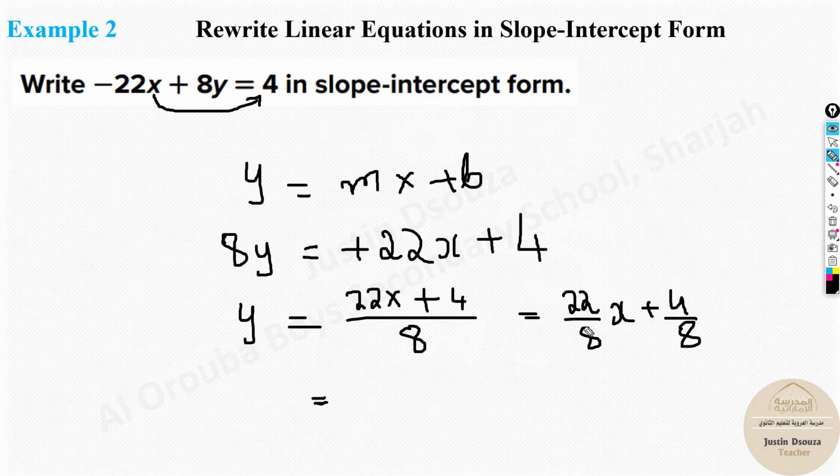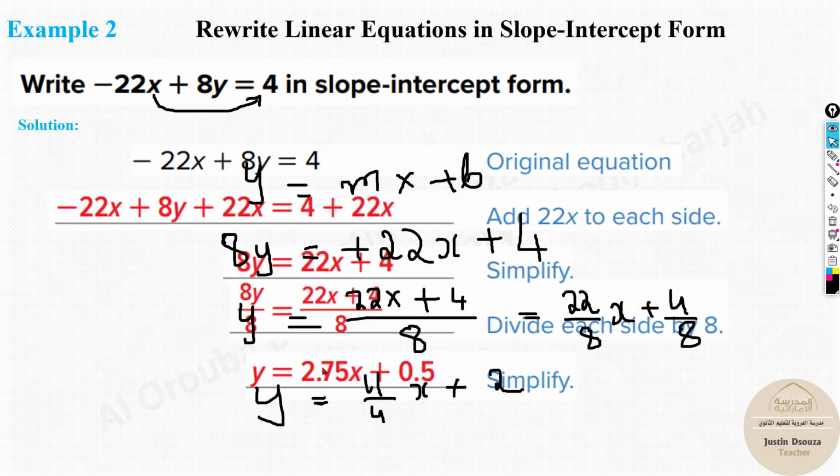Now here, 2 goes into both. It will be 11 by 4x plus 2. This is the answer. Y equals 11 by 4x plus 2. You can leave this in fraction form. So you can see, oh sorry, it's not left in fraction form. This is the correct answer, but you can see it is 4. 4 twice is 8 and 3 remains. So it is 3 by 4, that will be 0.75.